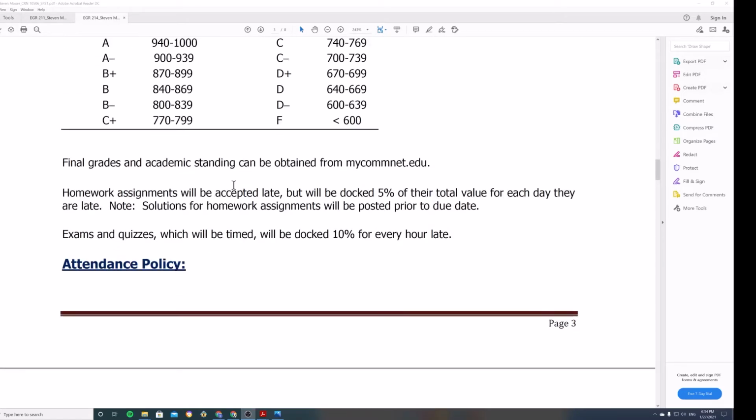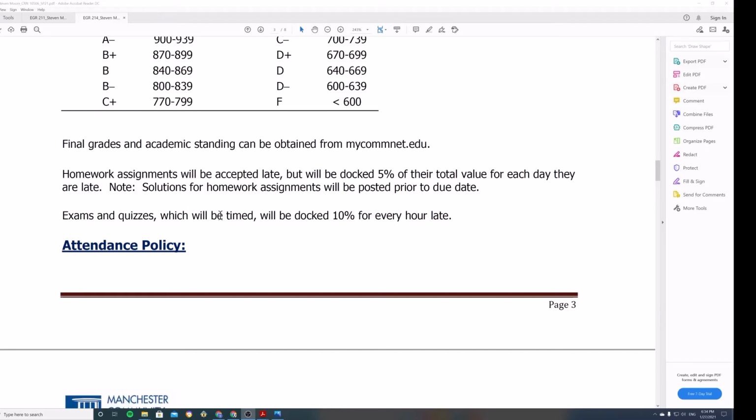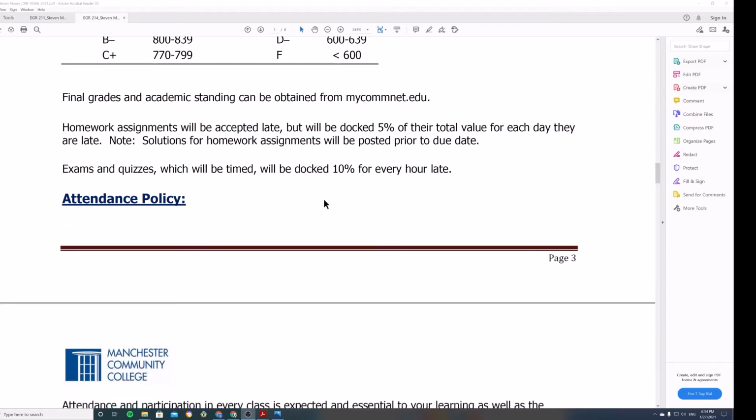All right, here's for the homework assignments: 5% for each day it's late. And I'm only grading on attempt, of course, because the solutions are given. But you should try to keep up with that. And then for quizzes and exams, 10% for each hour late. So it's like 1% every 6 minutes, I guess.